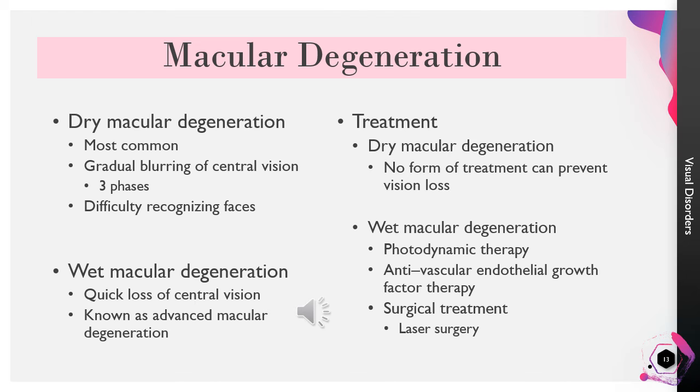Wet macular degeneration occurs when abnormal blood vessels located behind the retina start to grow under the macula. This results in a quick loss of central vision and is also known as advanced macular degeneration.